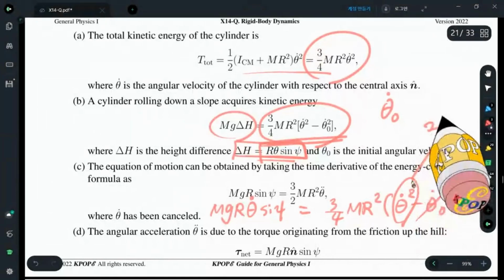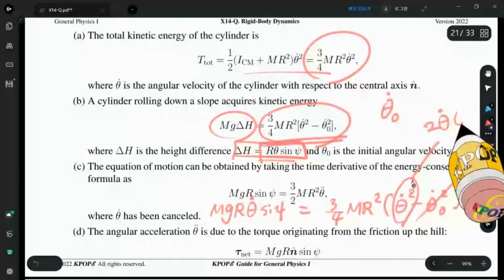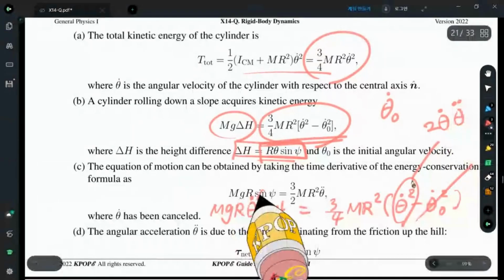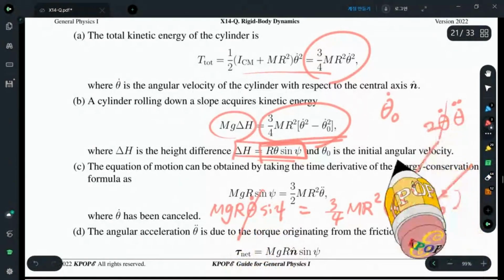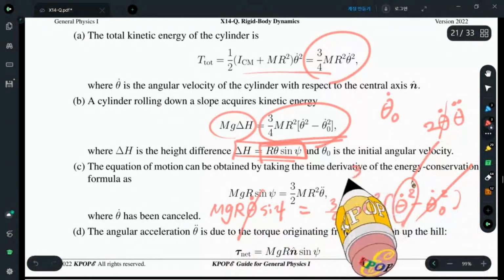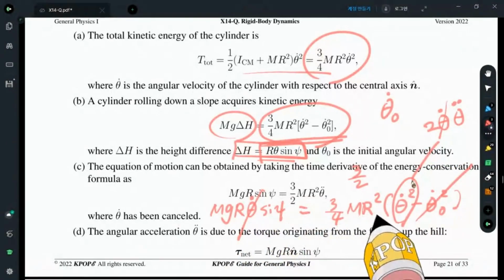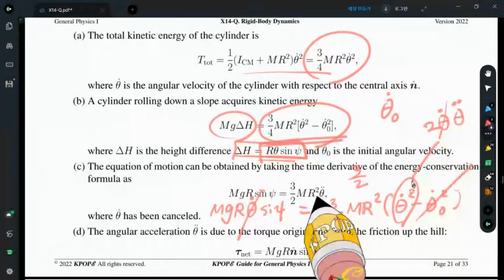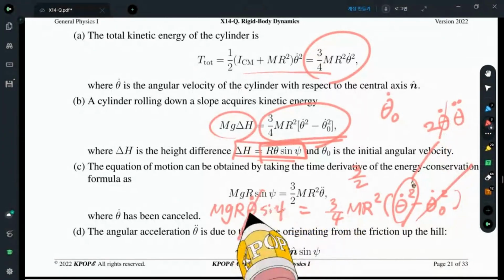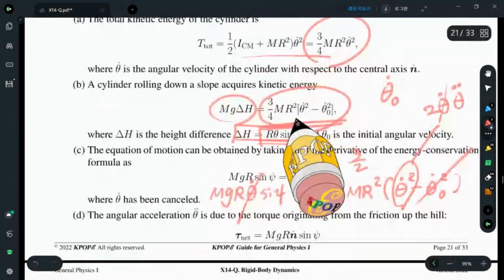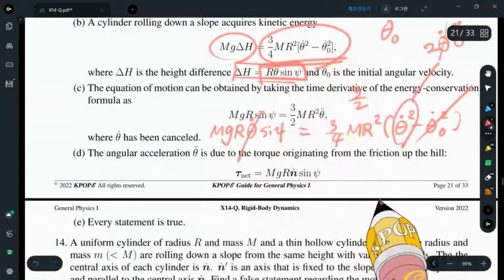this one will be 2 theta dot dot, right? And we cancel this theta dot, and this one is now 3/2. So 3/2 mr squared theta double dot, and on the left-hand side theta dot has been canceled, and mgr sine psi. So this is the equation of motion.